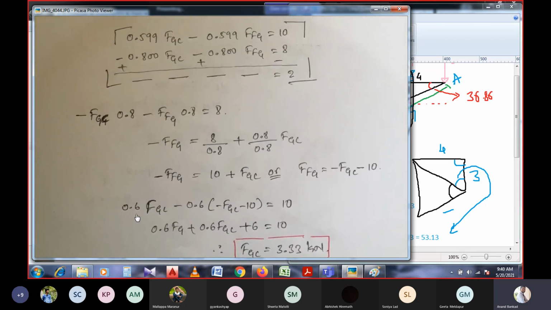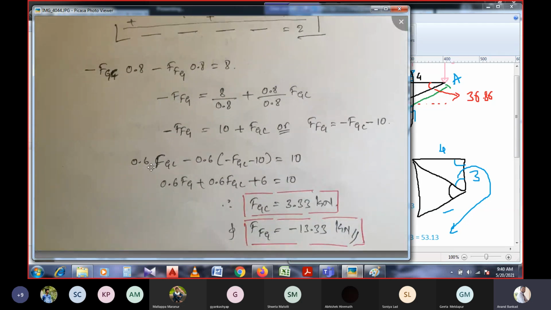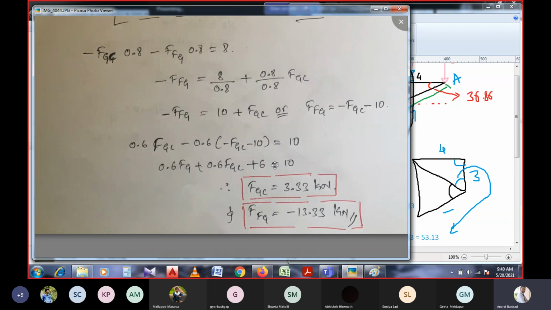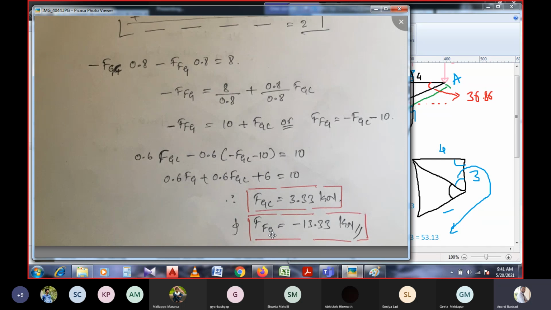So here, sin 36.86 will be 0.5999, that is taken as 0.6. So 0.6 FGC, and again 0.6 of FFG. In terms of FGC, we can write FFG as minus FGC minus 10. We are just substituting, and after solving this, we are able to calculate the values of FGC and FFG.